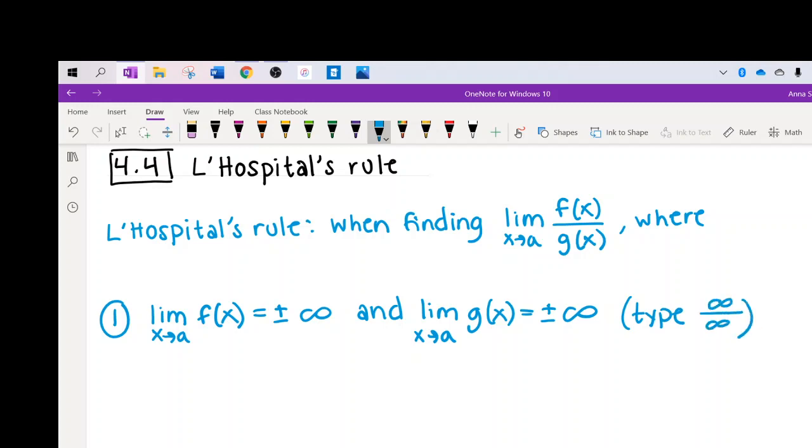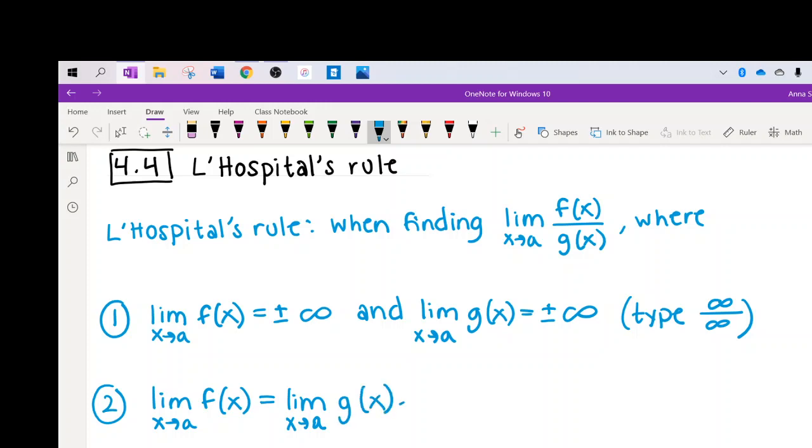If that is the situation, then this is sometimes referred to as indeterminate type infinity over infinity. And the other type of situation you can have is where the limit of the numerator and the limit of the denominator are both 0. In this case, I'm saying they're the same because they're both 0, whereas in the top one could be plus and one could be minus. That's why in the top, I wrote them out separately. So this is what's called indeterminate type 0 over 0.